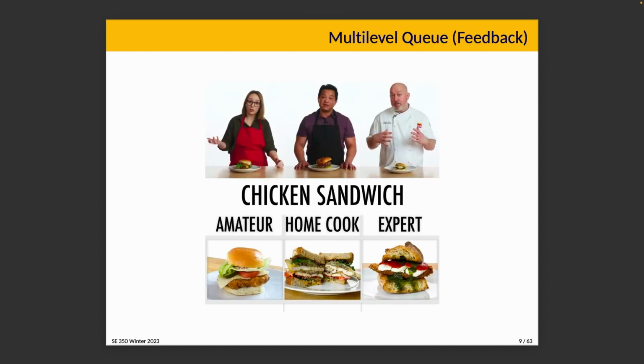Okay, the next strategy, multi-levels. All right, here's a chicken sandwich at 3 levels. Those of you paying careful attention will notice that the chefs actually have hamburgers in front of them and not chicken sandwiches, because I didn't quite get the images aligned. Oops.